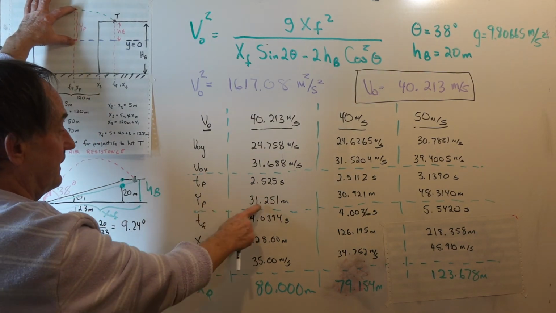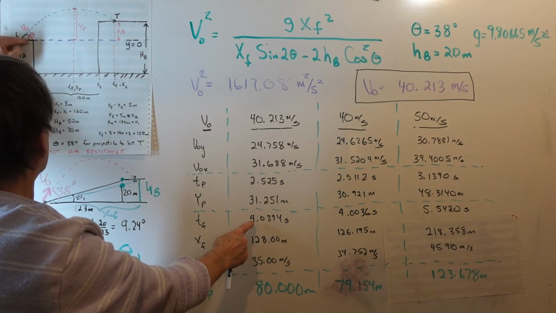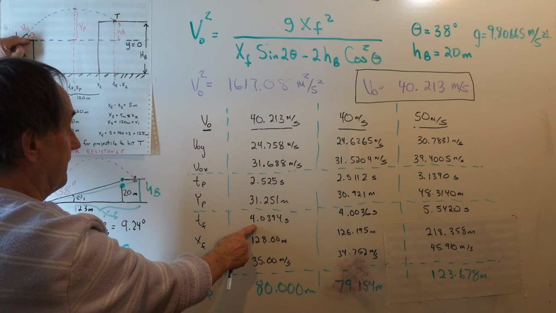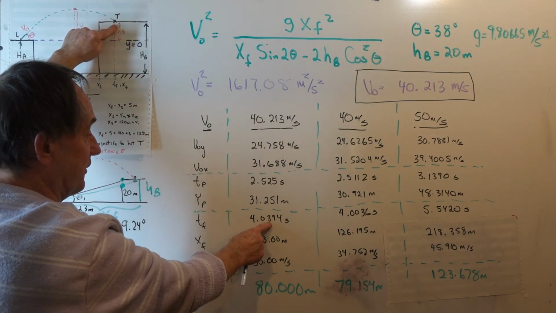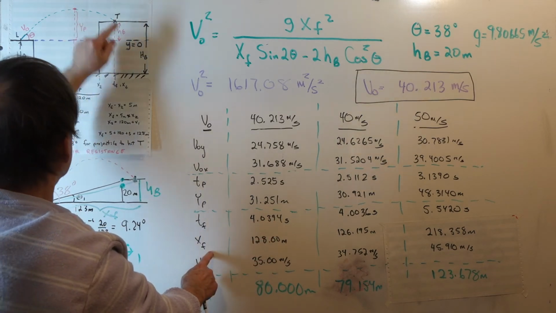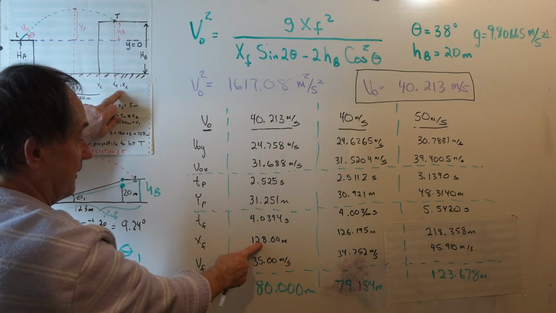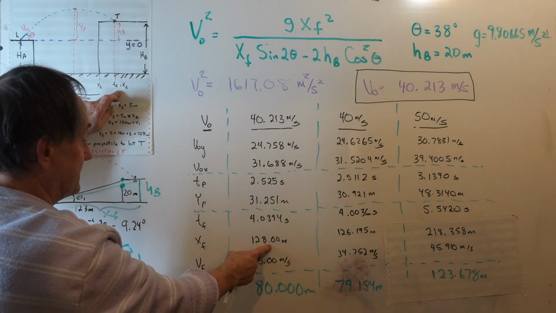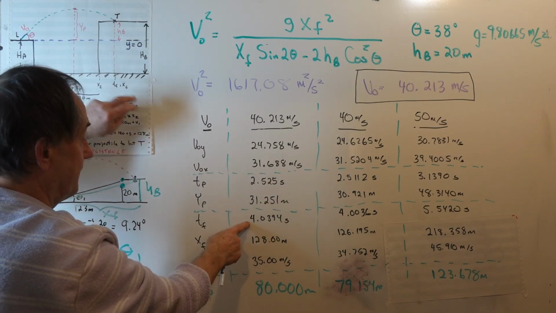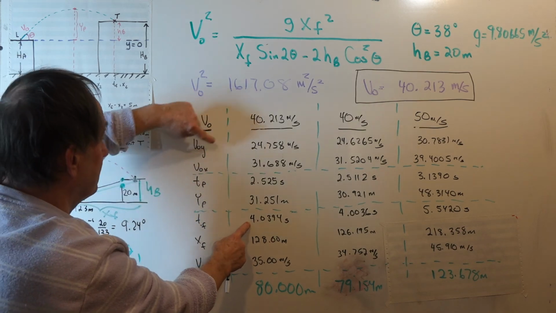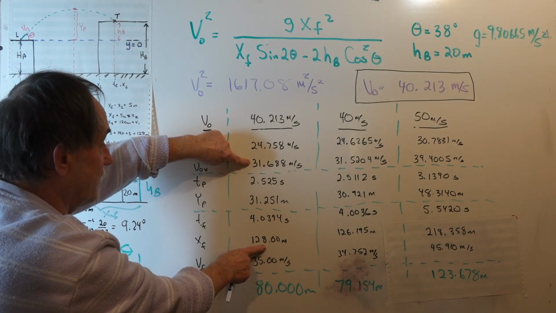The peak height is 31.251 meters above the building that we're shooting the projectile from. The time that it takes to hit the target, the final time, is 4.0394 seconds. The distance out, we already know that, but it's 128 meters. The way we get this is multiplying the x component times the flight time. The final time, the product of these two numbers has to come out to the distance to the target.